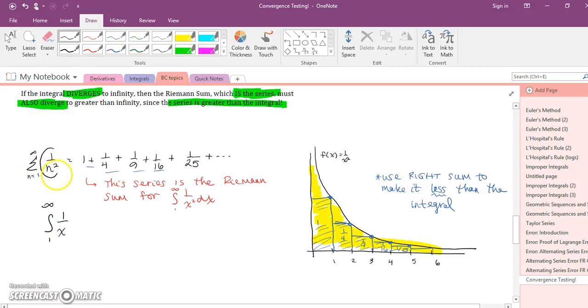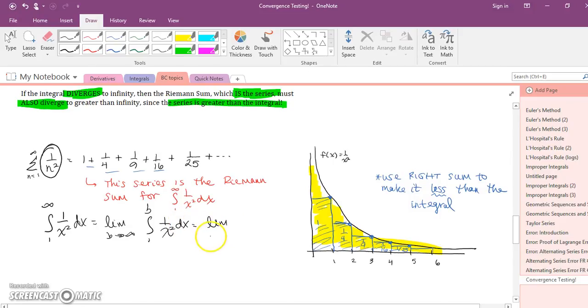Remember, he made the distinction. This is a generator. N is like the term number. We want an actual function. You need the function to do an integral. Okay, so let's do the limit as b goes to infinity because it's an improper integral.